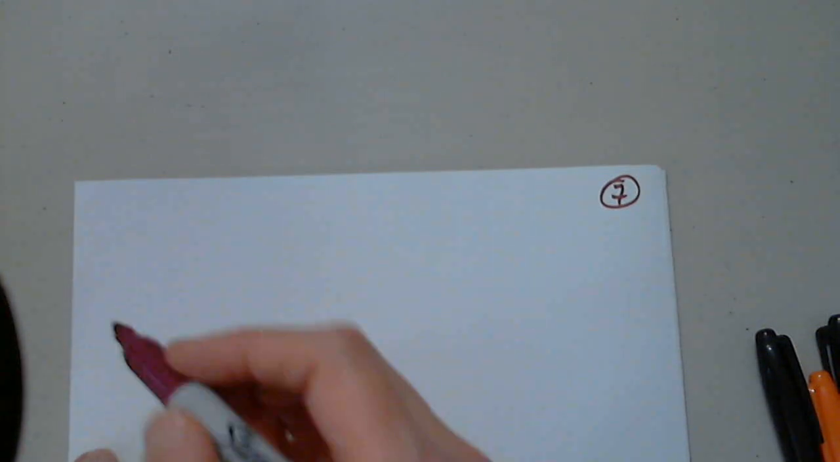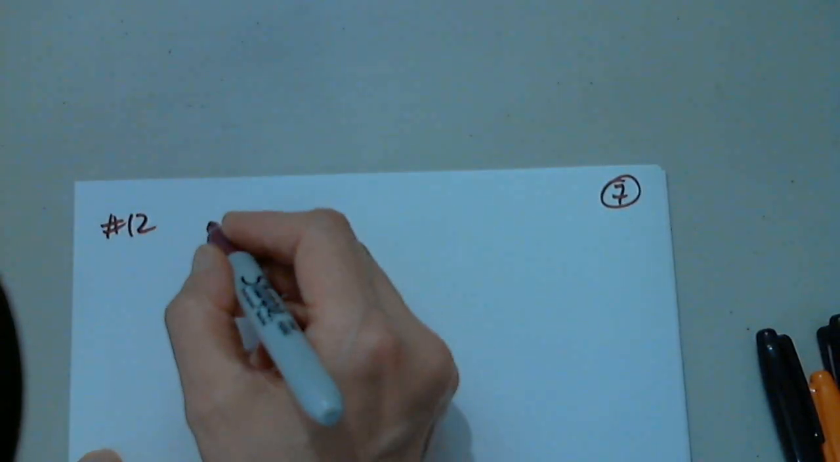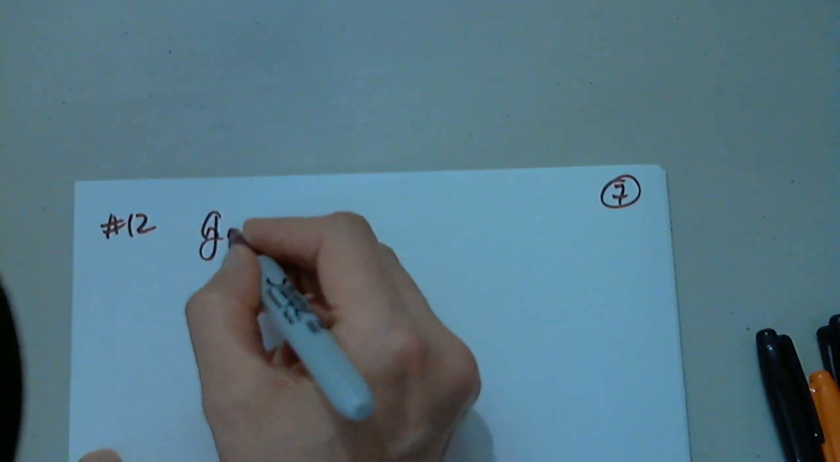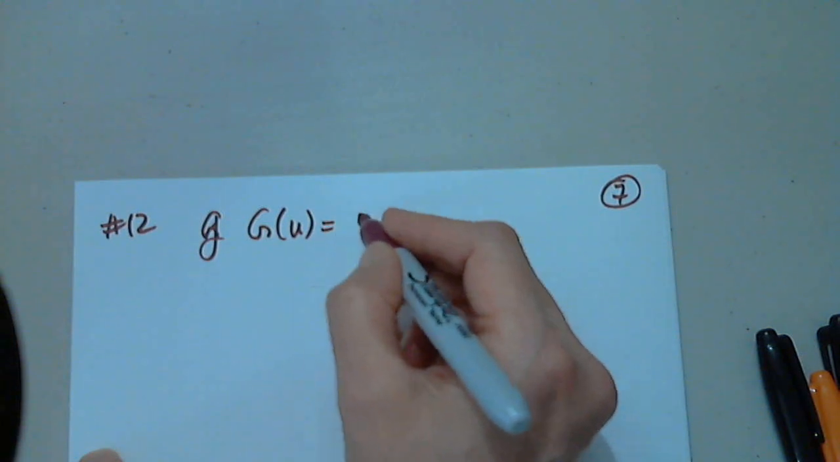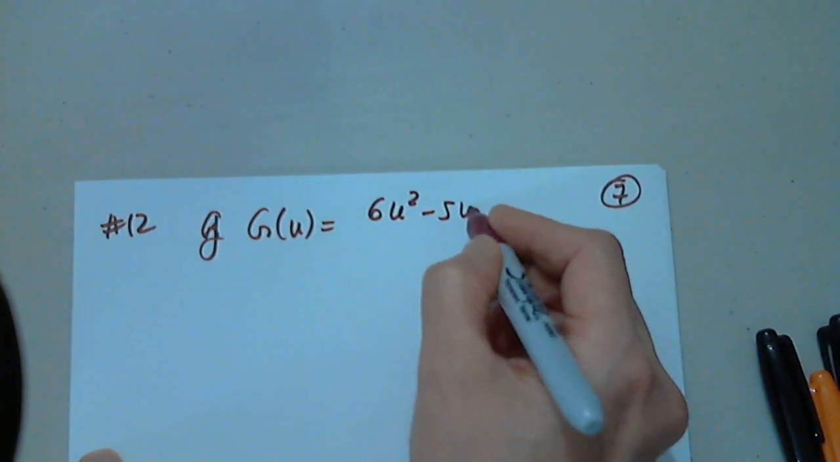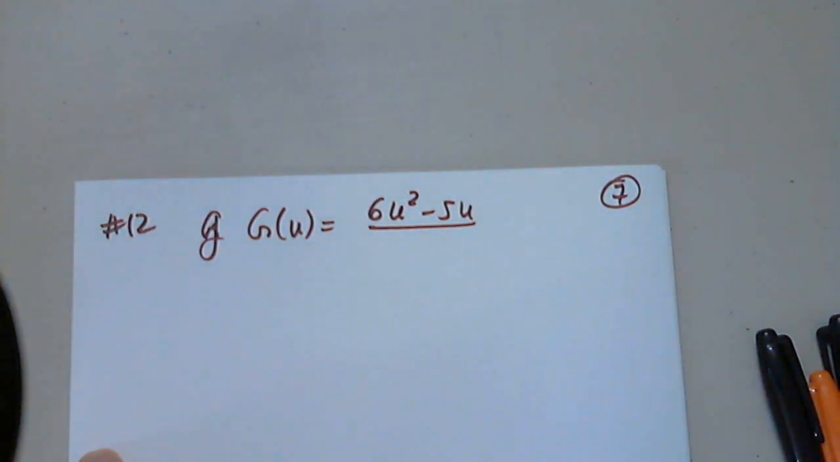Okay, I would like to start with a quotient. Like, for example, g of u equals 6u squared minus 5u divided by u plus 1. Perfect. So in this problem, I cannot simplify, I cannot factor.